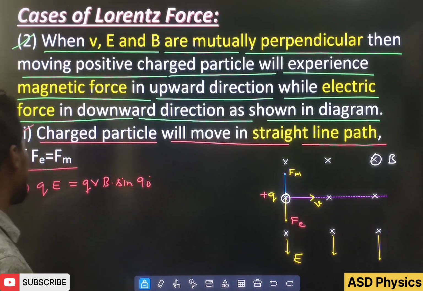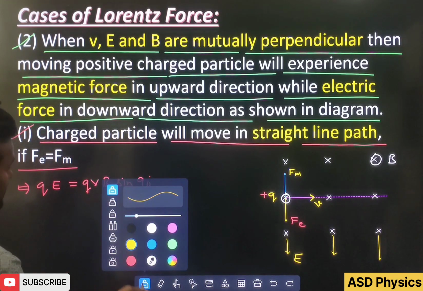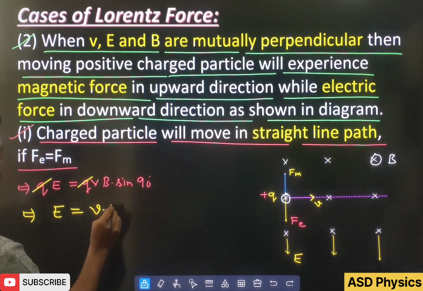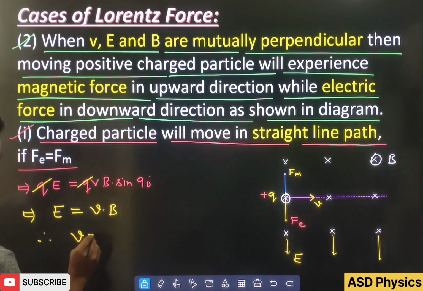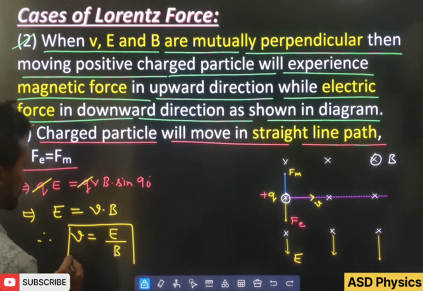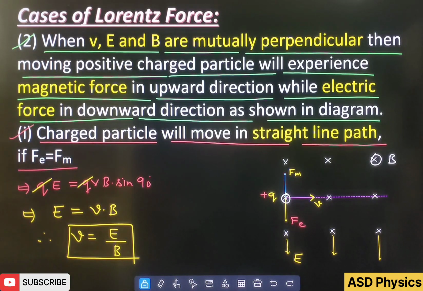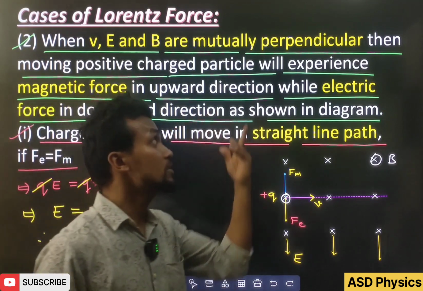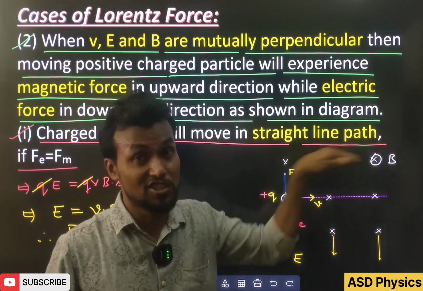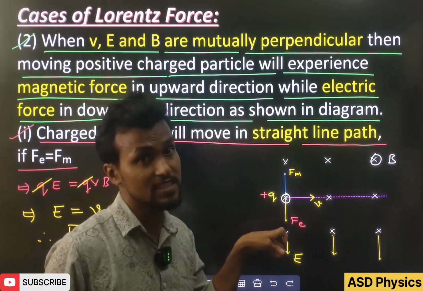90 degrees there. So both the sides, remember that here, this Q and this Q cancel. So I can write here E equal to V into B. So from here, what is the velocity? Velocity is given here V equal to E by B. So when the velocity is V equal to E by B, then in a mutually perpendicular field, the charged particle will move in which direction? Straight line direction, straight line motion. Both the forces are balanced.